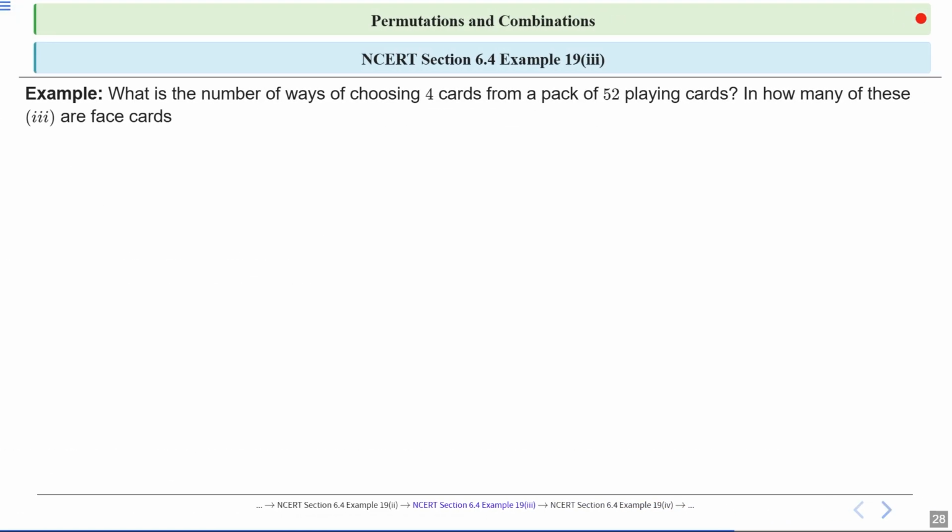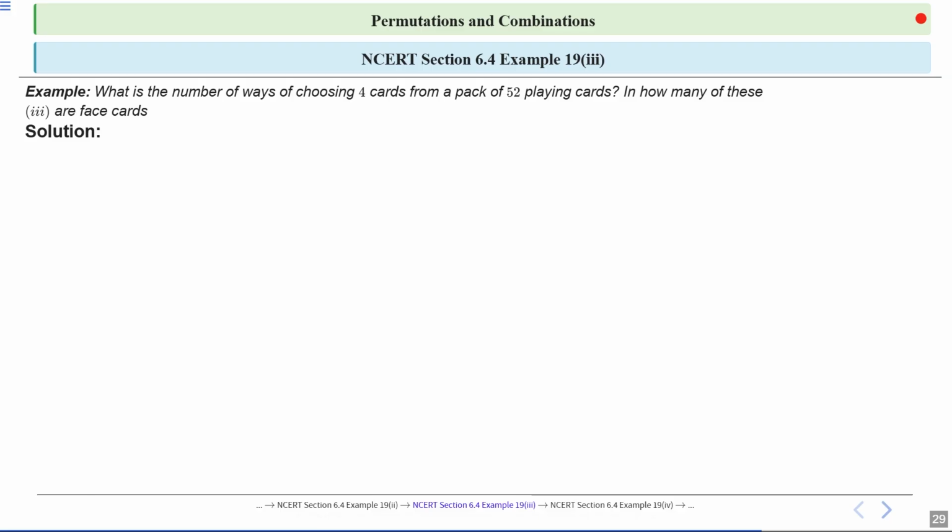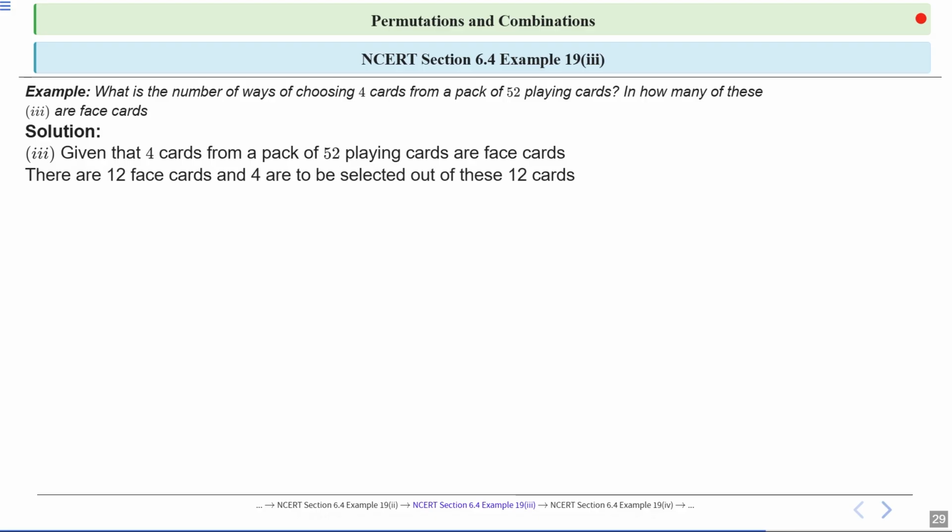Now, we will look at the third part of this example. So let's solve this example. Given that the 4 cards from a pack of 52 playing cards are face cards. There are 12 face cards and 4 are to be selected out of these 12 cards. So this can be done in 12C4 ways.